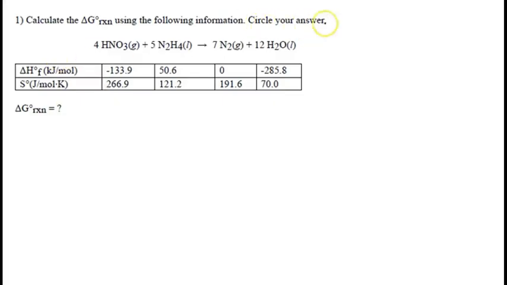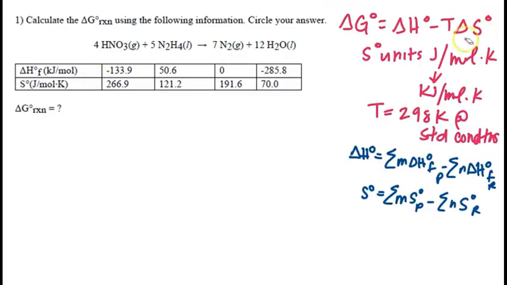Let's continue on. It says circle your answer, and it gives us this reaction. 4HNO3 gas plus 5N2H4 liquid is going to produce 7N2 gas plus 12H2O liquid. They give us delta H naught of formation and S naught values. Because they give us both these values and they want us to get delta G naught, I know that I can use the equation delta G naught is equal to delta H naught minus temperature times delta S naught. And here's that equation here.